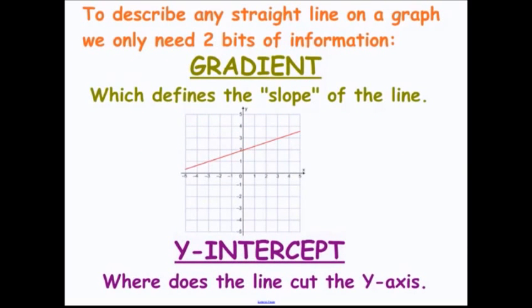Okay, so what are we doing today? The idea is that any straight line on a graph can be described using only two bits of information. The first thing is the slope of the line, how steep it is, and that in mathematics is what we call the gradient. And the other thing we need is where does this line cut the y-axis, known as the y-intercept. So where does the line cut the y-axis? And with those two bits of information, we can describe any straight line that we're given, whether they give us a graph of the line or whether they give us an equation for a line like you practiced in the classroom.